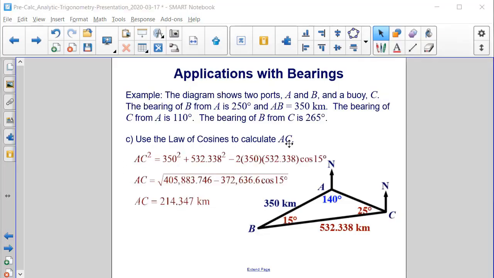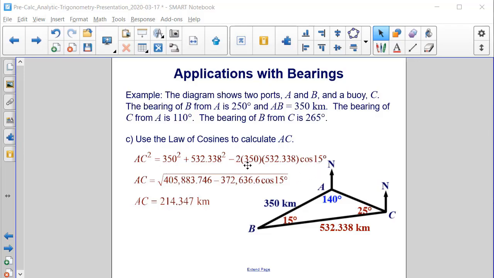Now let's use the law of cosines to calculate the length of AC. Well, AC is here. It is across from angle B. And by the law of cosines, we need to use the sides that are used to create the angle that we're using. So we're going to be using 350 and 532.338 in our formula. So we have that AC squared is equal to 350 squared plus 532.338 squared minus 2 times 350 times 532.338 times the cosine of 15.